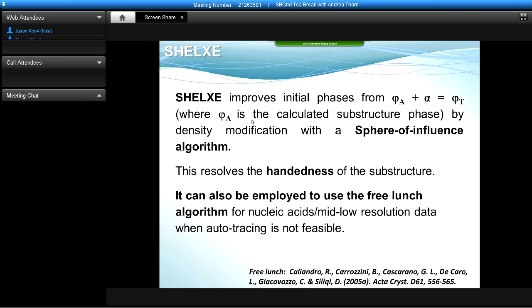SHELX-E can also be employed to use the free lunch algorithm for nucleic acids and mid to low resolution data. So we have a new thing, I'll talk about it in a few slides, which is autotracing. However, autotracing is not feasible for nucleic acids at the moment, and it's not feasible at resolutions worse than 2.5 angstrom. And in such cases, you still want to use free lunch, while at better resolutions, it is more of a cosmetic thing to use.